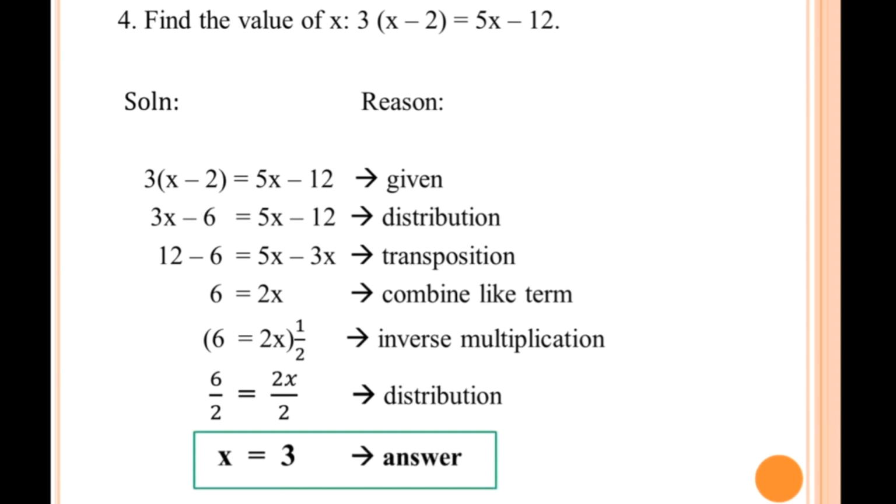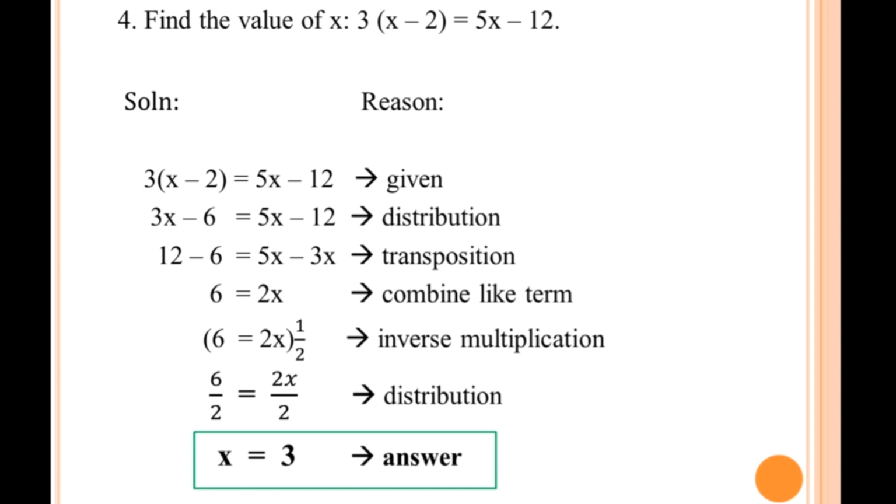If we want to check whether our answer is right, let us use the value of x, which is 3, and substitute it into the original equation. So we have 3 times (3 minus 2) equals 5 times 3 minus 12. So we know 3 minus 2 is 1. 1 times 3 is 3 on the left side. On the right side, 5 times 3 is 15 minus 12, which is also 3. So we can say the value of x, which is 3, satisfies the given problem.